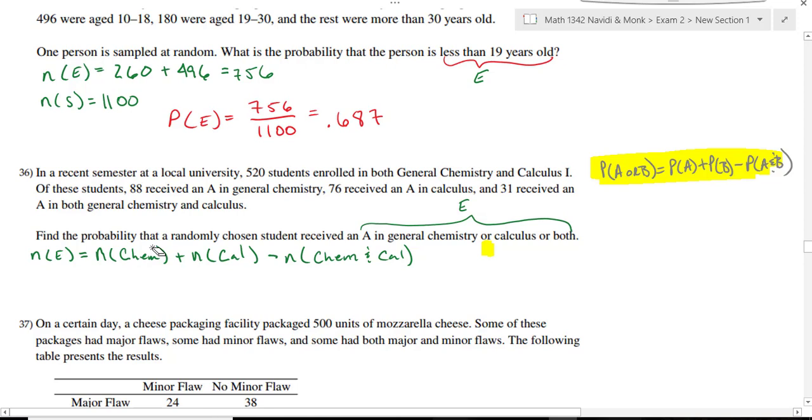In this problem, chemistry would be my A and calculus would be my B. The number of people in chemistry that received an A was 88 plus 76 minus 31. And when we put that in our calculator, what do we get? 133. How many elements are in my sample space? 520. So the probability of my event is equal to the number of elements in my event divided by the number of elements in my sample space. And that's going to be 133 divided by 520. And what do I get for that?